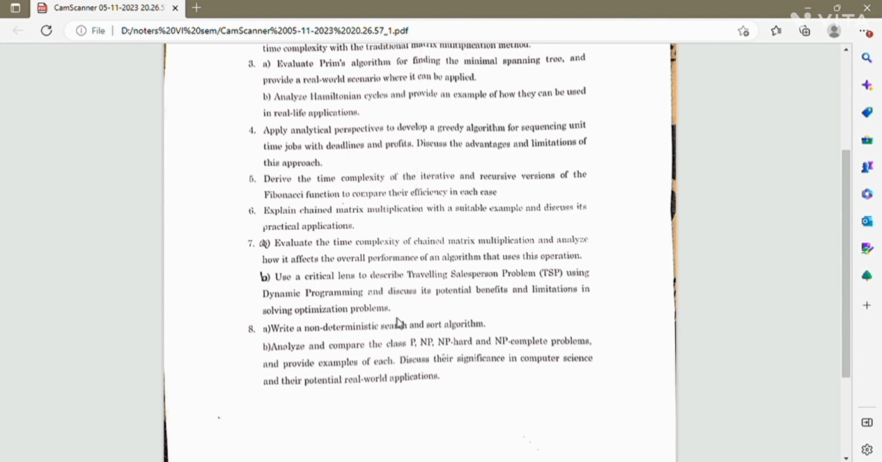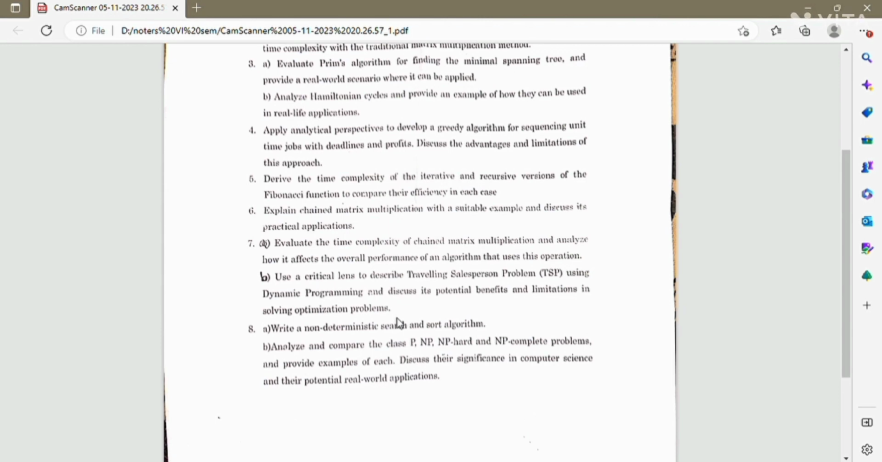Next, NP class. The NP in NP class stands for non-deterministic polynomial time. It is the collection of decision problems that can be solved by a non-deterministic machine in polynomial time. Examples: Boolean satisfiability problem, Hamiltonian path problem, graph coloring problem.